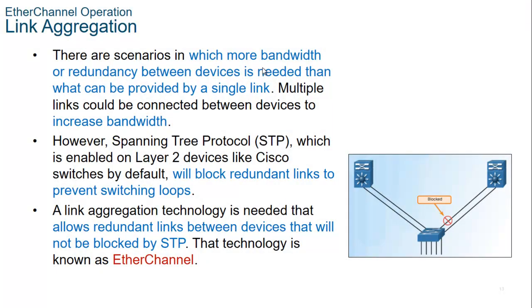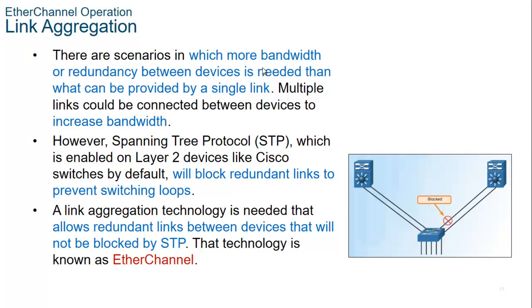There are scenarios in which more bandwidth or redundancy between devices is needed than what can be provided by a single link. In these cases, multiple links could be connected between devices to increase bandwidth. However, spanning tree protocol will block redundant links to prevent switching loops. A link aggregation technology is needed that allows redundant links between devices that will not be blocked by STP. That technology is known as EtherChannel.